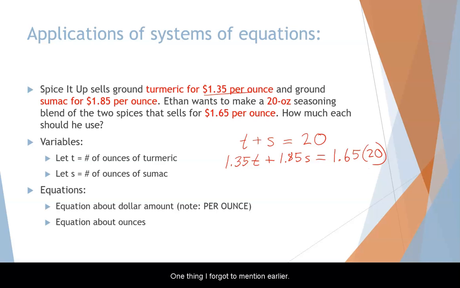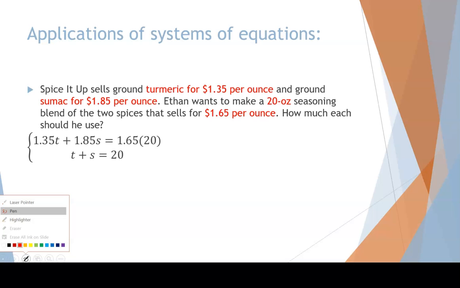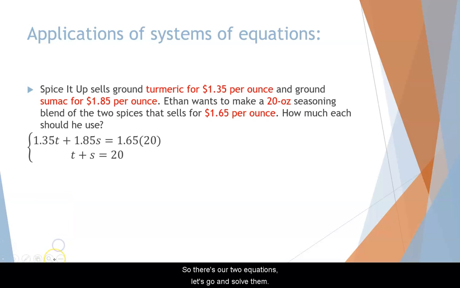One thing I forgot to mention earlier, when defining the variables, be really specific. I'm not just saying let T equal turmeric. I want T to be the number of ounces of the turmeric. So there's our two equations. Let's go and solve them.